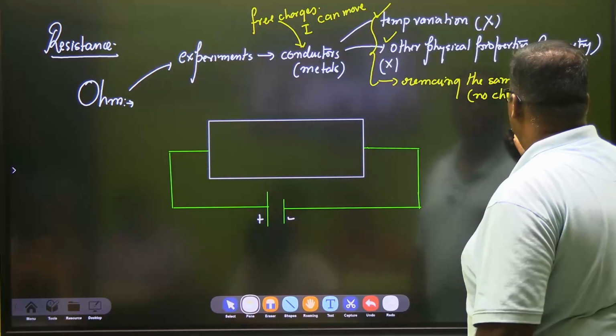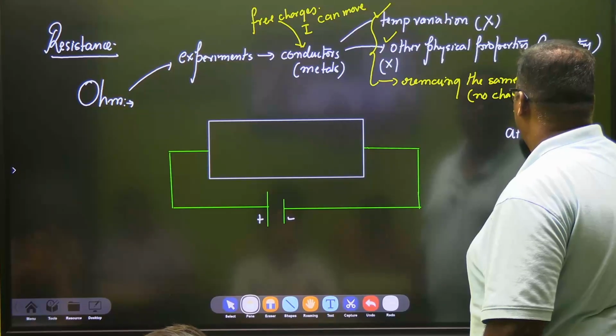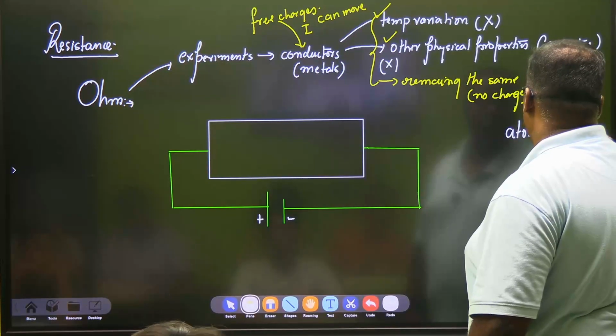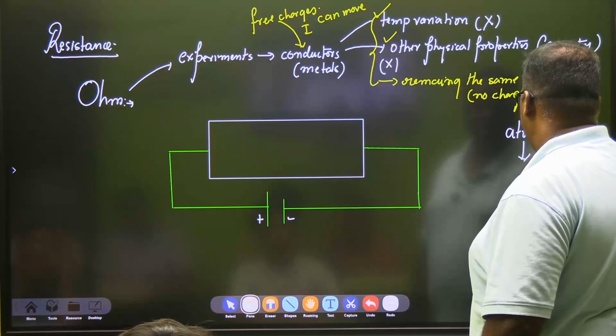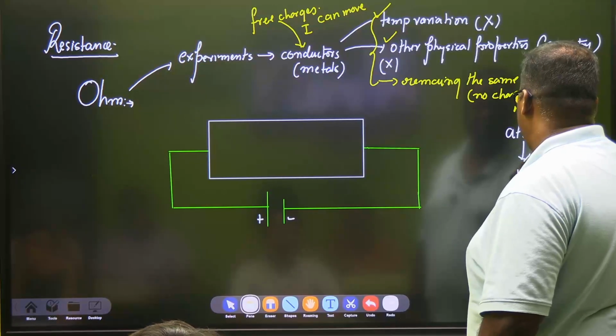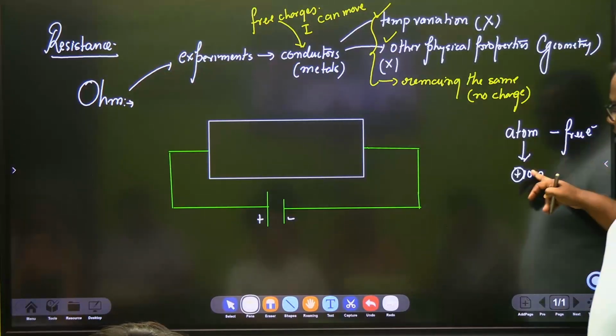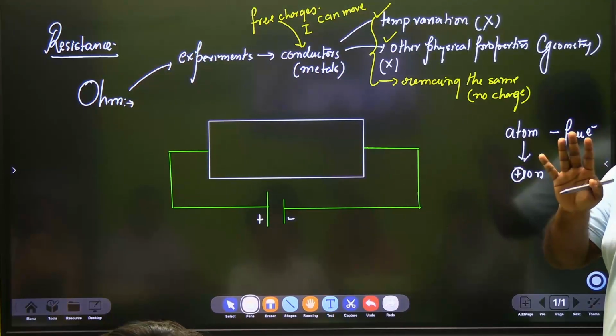So you have an atom, and the atom has left its free electrons. Now what does the atom become? The atom becomes a positive ion. Is this concept understood? This positive ion also has electrons with it.